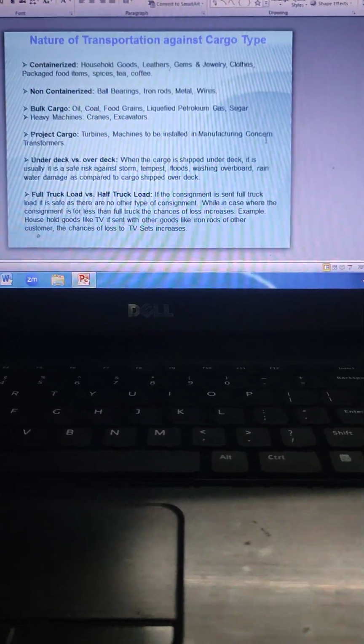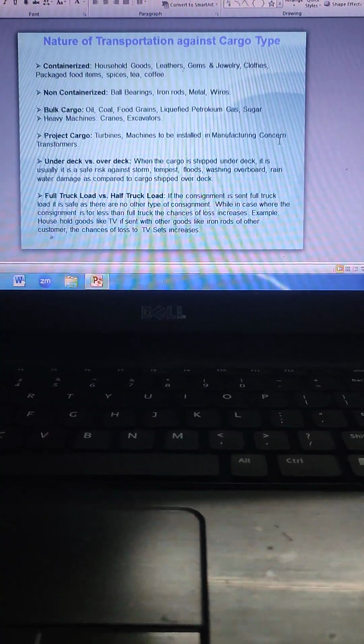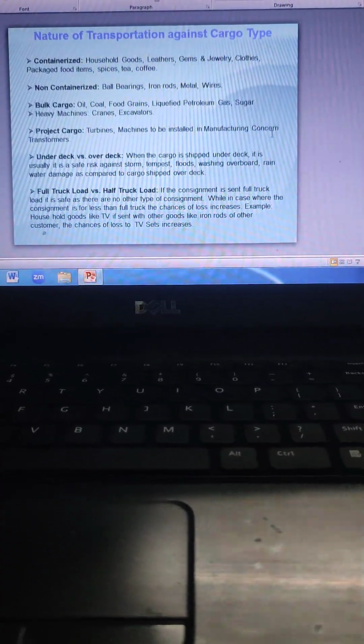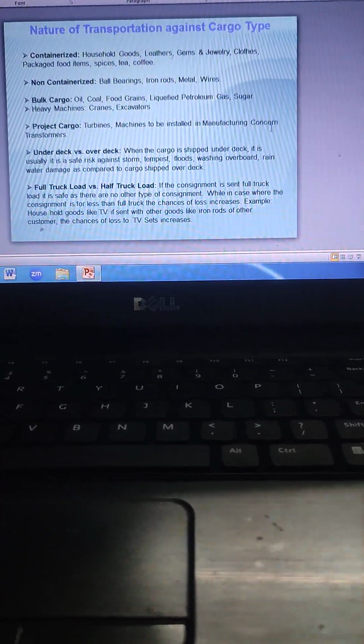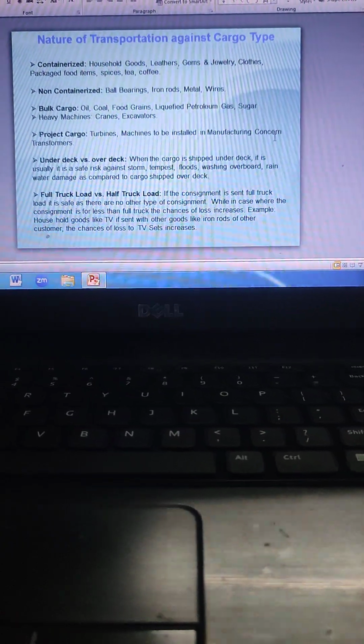transformers. Underdeck versus overdeck means when the cargo is shipped under deck, it is usually safe against storm, tempest, flood, washing overboard, rainwater damage as compared to the cargo shipped over deck.